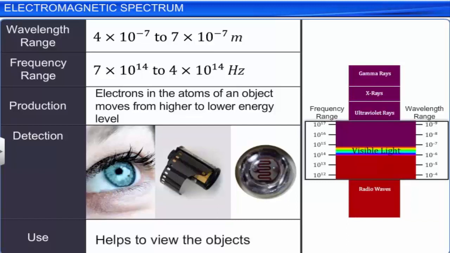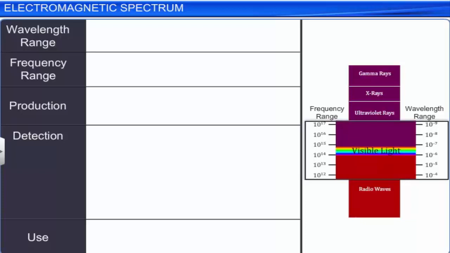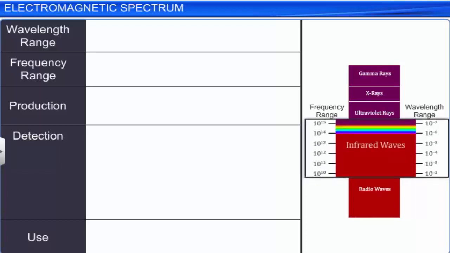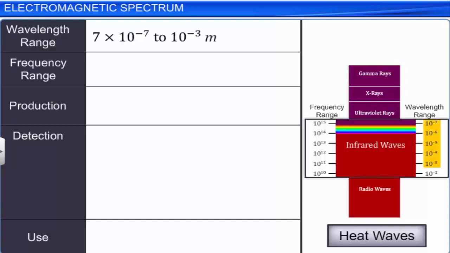The next kind of electromagnetic wave in the electromagnetic spectrum is the infrared wave. Since the infrared radiation heats up objects and surroundings where it is incident, infrared waves are known as heat waves. Wavelength of infrared waves is in the range of 7 x 10^-7 meters to 10^-3 meters. Frequency of infrared waves is in the range of about 10^14 Hz to 10^11 Hz.